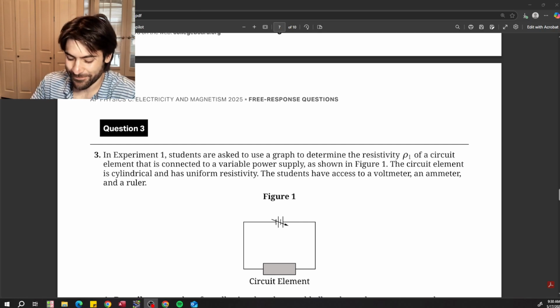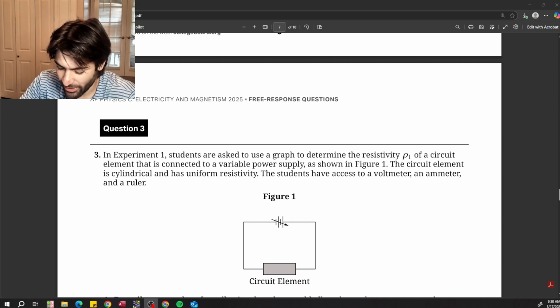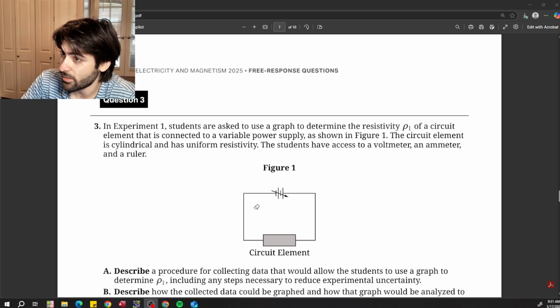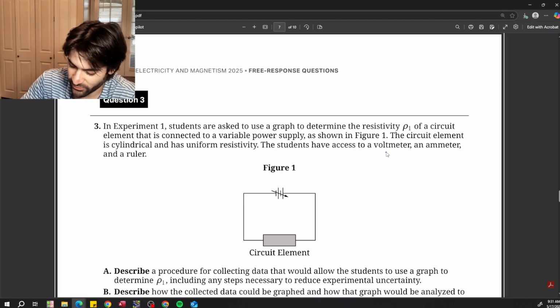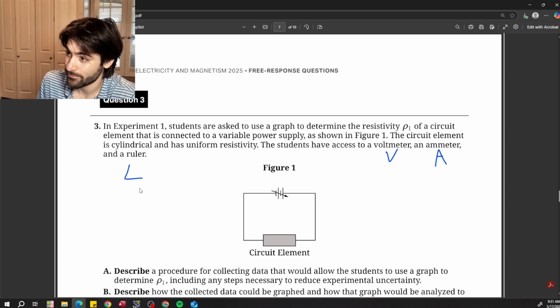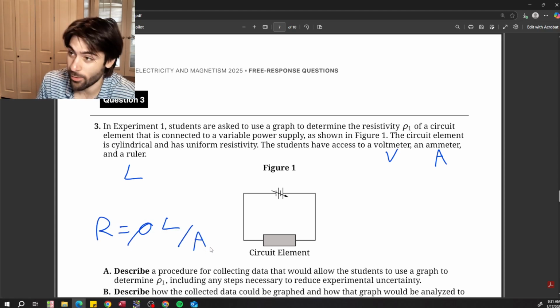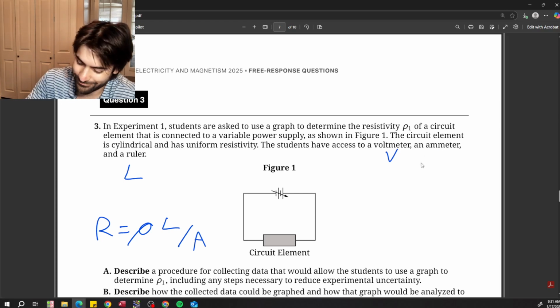So next up is question 3. In experiment 1, that implies there may be multiple experiments going on in this problem. Students are asked to use a graph to determine the resistivity, ρ1, of a circuit element that is connected to a variable power supply as shown in figure 1. The circuit element is cylindrical and has uniform resistivity, so it has some cross-sectional area, pi r squared. The students have access to a voltmeter, so they can measure voltage, an ammeter, so they can measure current, and a ruler, so they can measure length. So this formula, if you remember, the resistance is equal to resistivity times length over area, may be helpful to us. Let's write I for current.